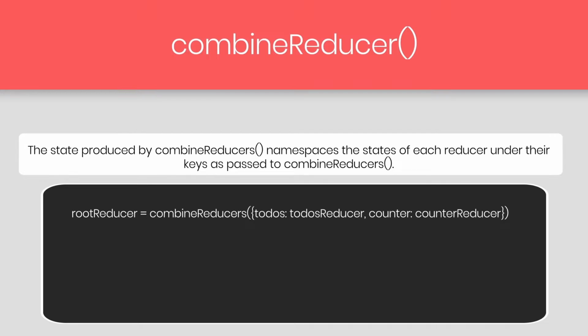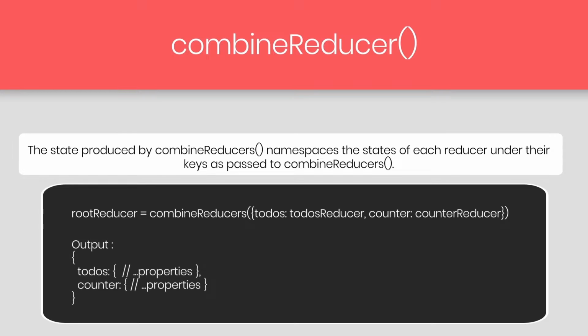And inside the parenthesis, I'm going to pass two reducer functions here. First is a to-do reducer and second is a counter reducer. I'm going to pass both these reducer functions as an object. So the combineReducers function will grab both these reducer functions and create a single state object. This statement will produce a single state object just like this.